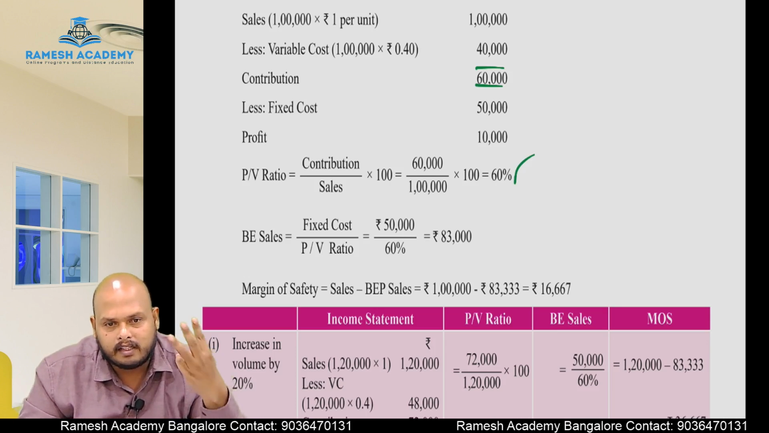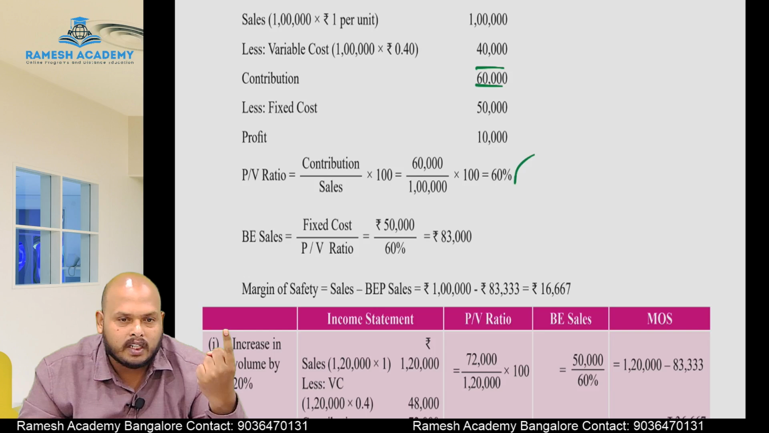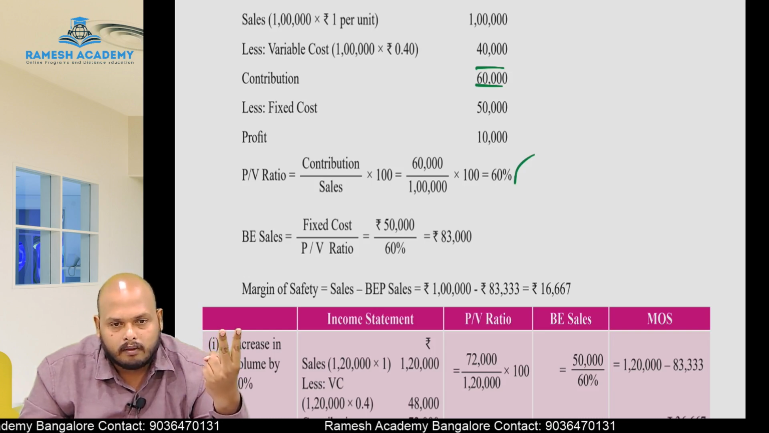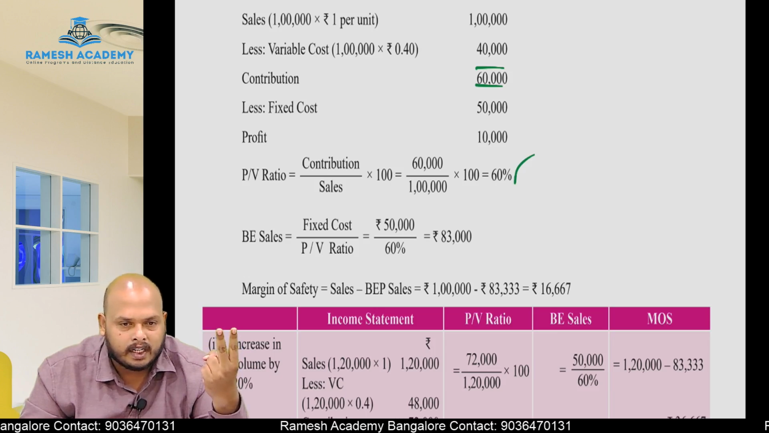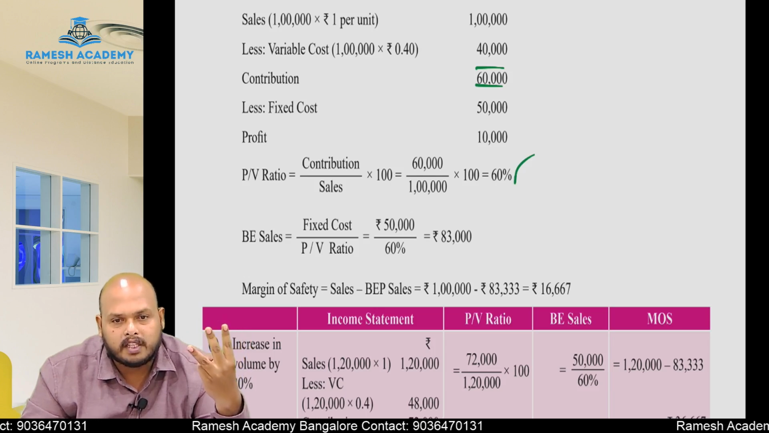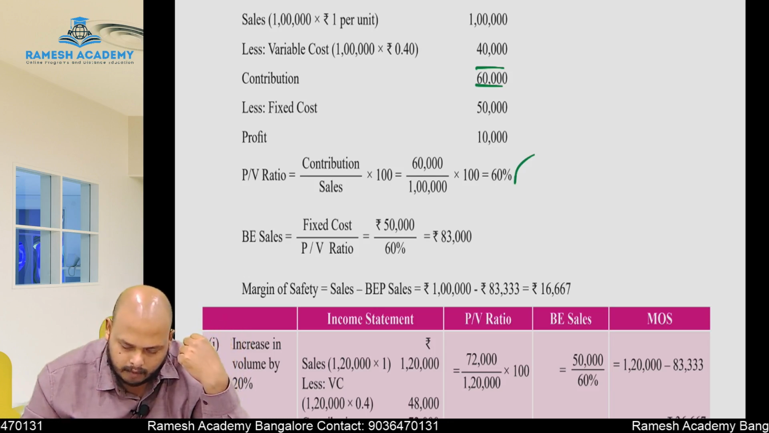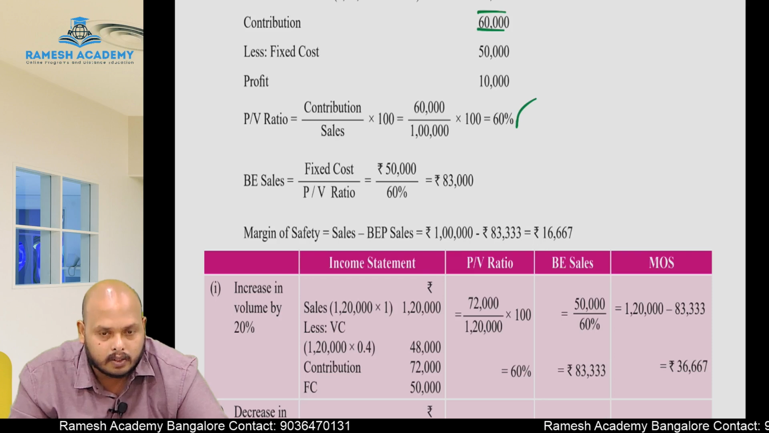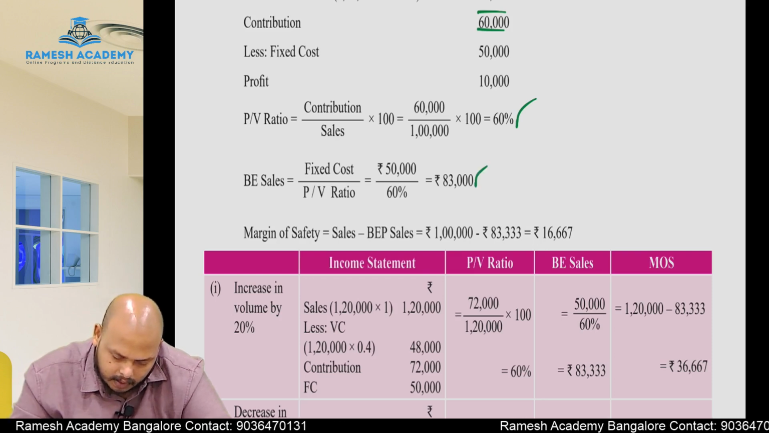Under the break even sales value, we are having 3 formulas. One is fixed cost by contribution into sales. Second one is fixed cost by break even point quantity into selling price per unit. Third one is fixed cost by PV ratio. Out of these 3, which one is easy? We have fixed cost and we have PV ratio. Directly we can use this formula now. So fixed cost by PV ratio. So how much is the break even sales?